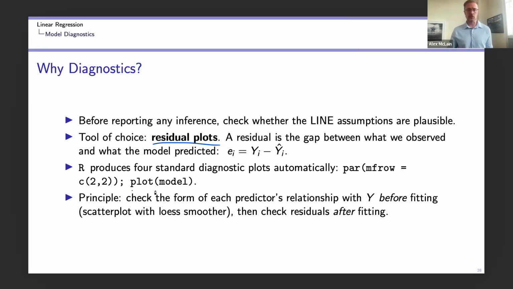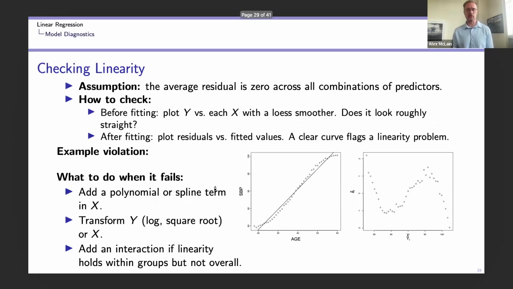Getting these in R is very easy. We just say plot, and then we give it that model object. We're first going to check this for our first regression model, where we have age and systolic blood pressure. Then we'll come back and check it for our multiple regression model. Okay, so LINE. Let's talk about each of these assumptions.